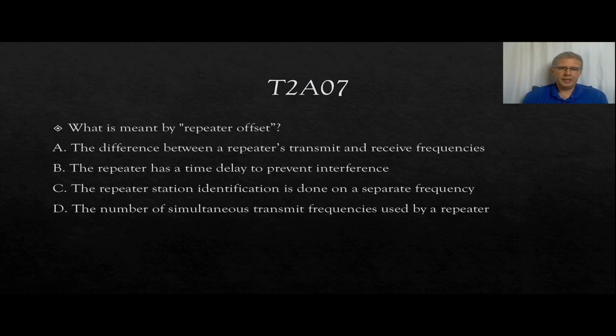We talked about this a little bit. We know it's not B. I guess it could be C, but it's not. And it's not D either. The correct answer is A, the difference between a repeater's transmit and receive frequencies. So again, the repeater is on 146.9 and the offset is plus 0.6 or 600 kilohertz. So 146.9 would become 147.5, and I would transmit on 147.5, and 146.9 would be what everybody else is listening to.